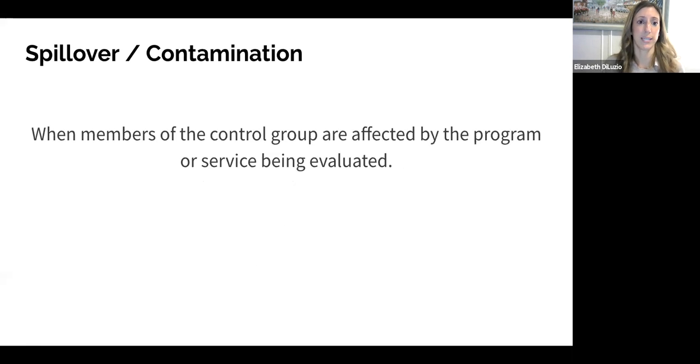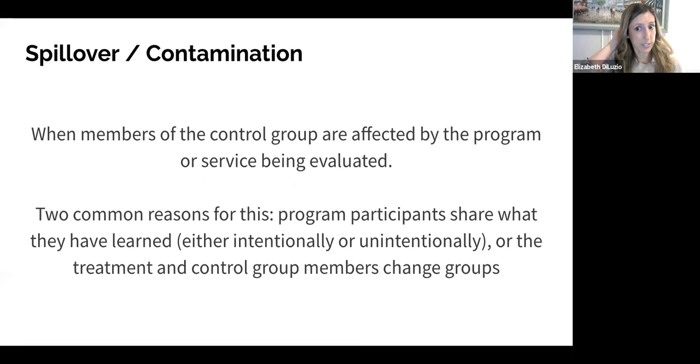Next is spillover or contamination. That's when members of the control group are affected by the program or service that's being evaluated. The control group is the group that did not participate, but they're still being impacted. There are two common reasons for why this would happen. One, program participants share what they learned with those who are not participating. So a family member, I saw this happening when I was evaluating a health intervention program. It was health education. And so you teach one family member, but they're going to go home and teach their family what they learned about brushing their teeth or washing their hands or whatever it may be.